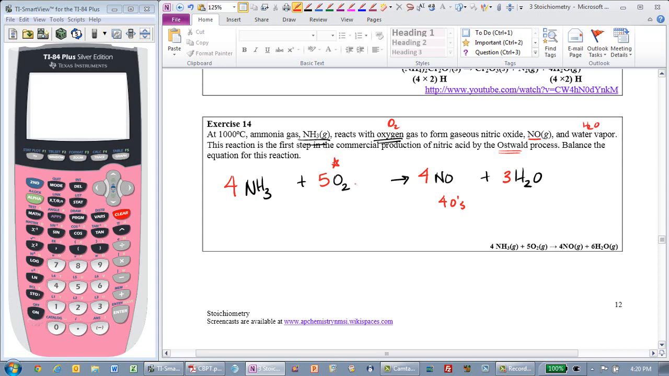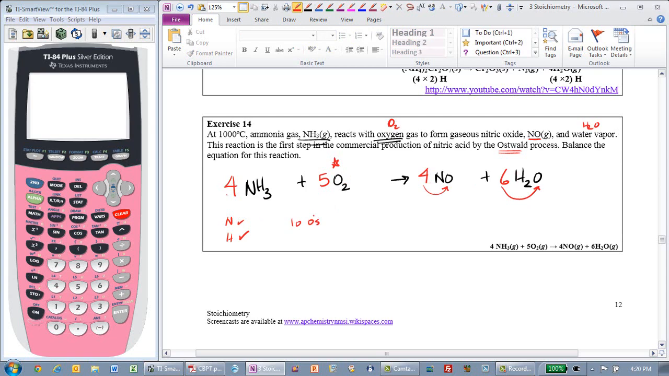4 N's, 4 N's. Check on the N's. Check. Okay, H's. 4 times 3 is 12, and 3 times 2 is 6. So that's not going to work. All right, so 4 times 3 is 12. That would force me to put a 6 there to get 12. All right, so now I've got the H's. Check. All right, O's, those troublesome O's. I have 10. So I have 4 here, and I have 6 here. And yippee skippy, I got it.